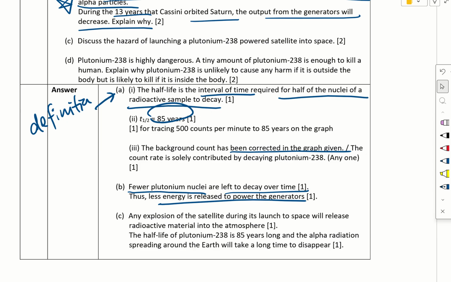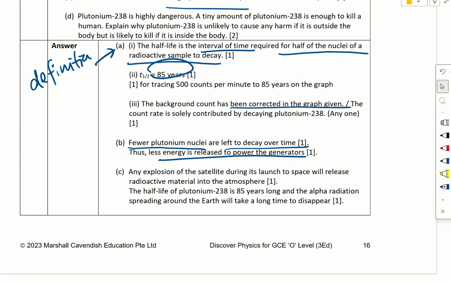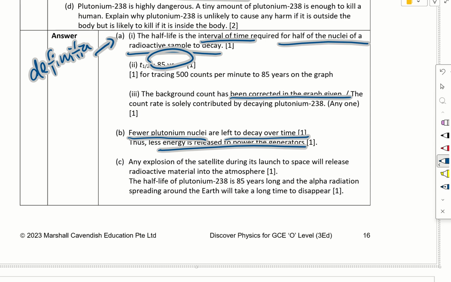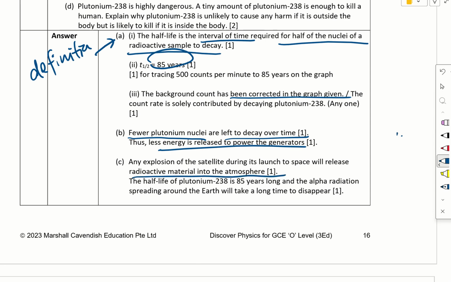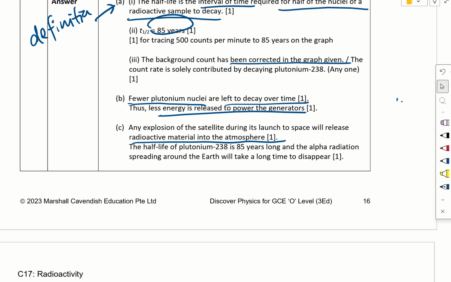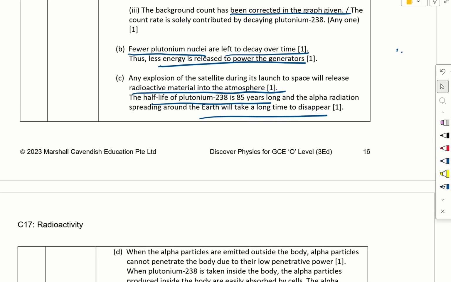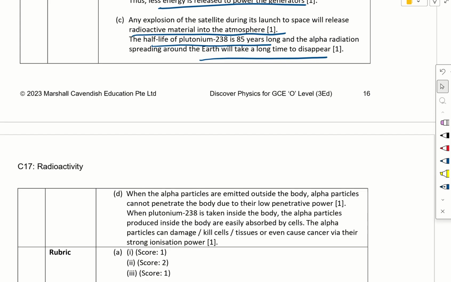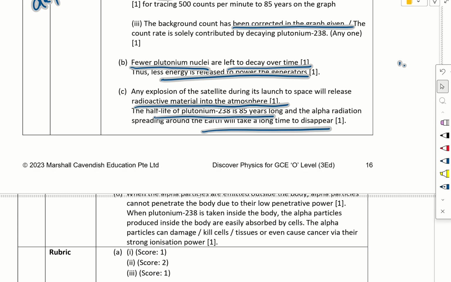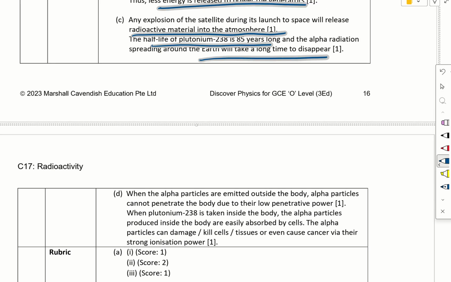Okay, now discuss the hazard of launching a plutonium-238 power satellite into space. Okay, so any explosion of the satellite during the launch will release radioactive materials into the atmosphere. Okay, and because the half-life is 85 years and the alpha radiation spreading around will take a long time to disappear, that means there will always be this radioactive substance. Okay, after 85 years, then half the sample will then be gone, leaving behind another half. Then our next generation will have to bear with this half for another half-life, and it will drop from 1000 to 500 to 250, so on and so forth.